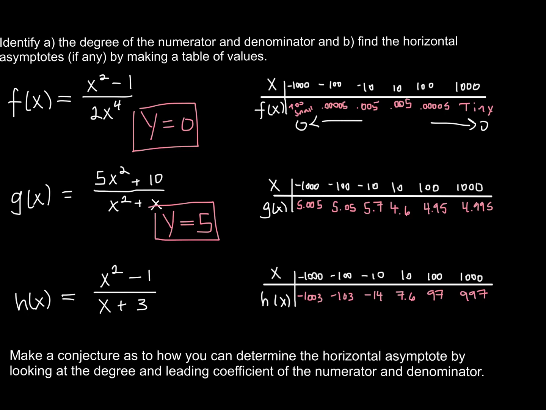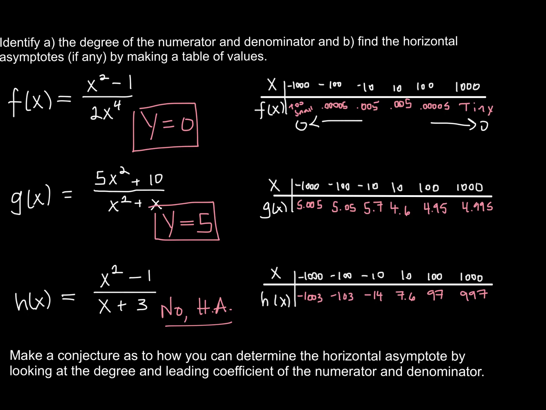So there's no one value that my y values tend to as I move far to the right and far to the left. So here I'm going to say there's no horizontal asymptote. I can't draw a horizontal line that allows me to show what happens to my function as I move far out on the ends of the graph. So here there is no horizontal asymptote.